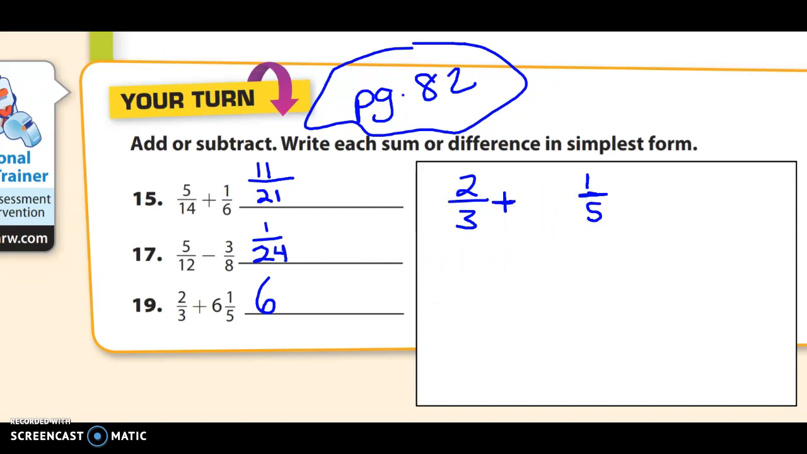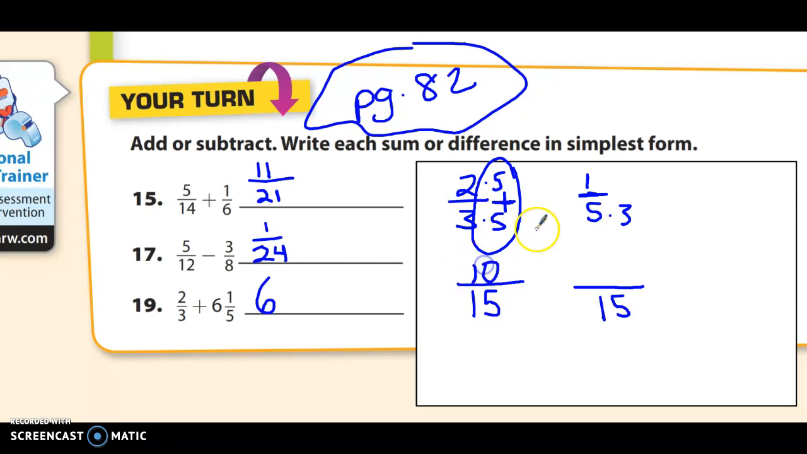Now I'm just going to do the same steps I've been doing with my denominators. I'm going to multiply this by 3 to get 15. I'm sorry, I said 3, I meant 5. 3 times 5 is 15. I'm going to multiply this by 3 to get 15. The LCM of 3 and 5 is 15. Now I'm going to multiply my numerators by the same thing. I multiply my denominators, and I'm going to get 2 times 5 is 10. And I'm going to get 1 times 3 is 3.